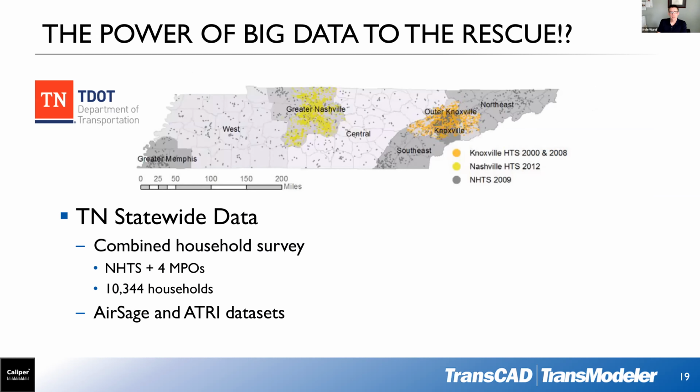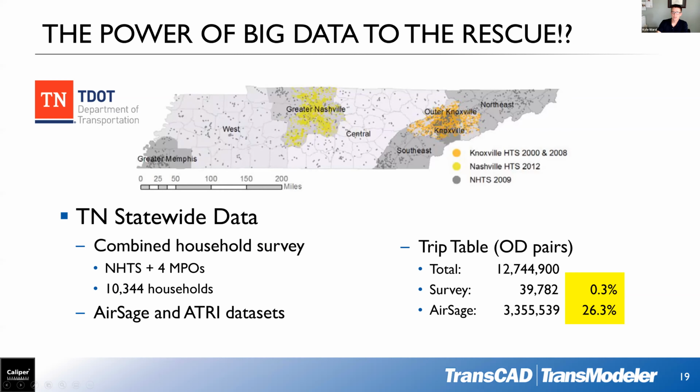So this idea of big data to the rescue. Up top is the state of Tennessee, and the dots are showing you the households surveyed in three separate surveys. I forget the stats, I'm going to see if I can move this to actually see. Okay. So the combined household survey, 10,000 households, and on the right, he's giving you a measurement of the sample size. The trip table, the observed trips, the household survey is only giving you 0.3% of the OD pairs. It's only filling in that much and giving you information, and not even great information, but at least a little bit of information for some of those OD pairs.